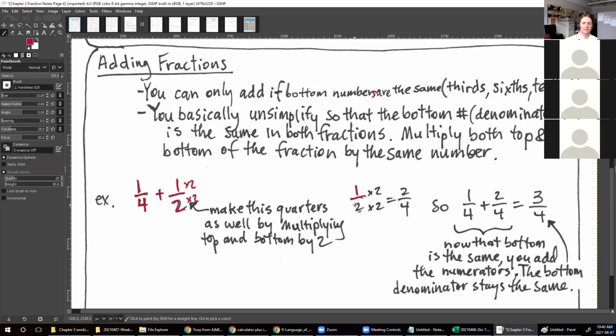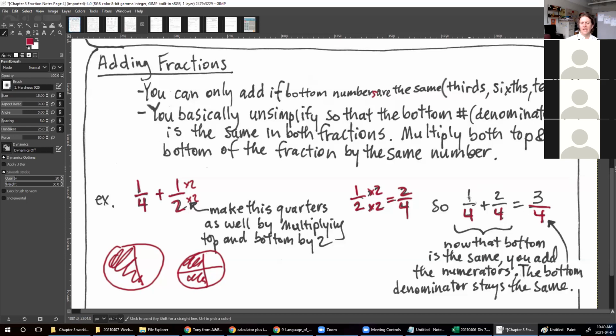So we took our 1/2 and multiplied both the top and the bottom by 2. That gives us 2/4, which makes sense. We went through how half an apple is like saying 2/4 of the apple. So now we rewrite this as 1/4 plus, instead of a half, 2/4. It's an equivalent fraction again. 1/4 plus 2/4. The bottom numbers are the same, which is awesome. It means we can add them now. And so quarters and quarters gives us quarters.